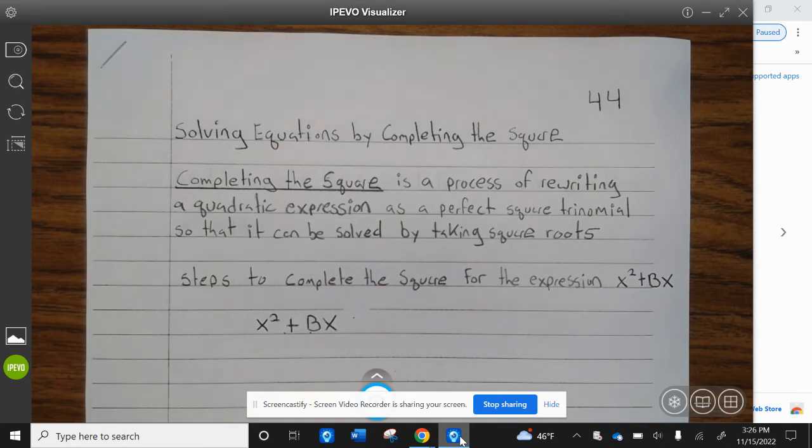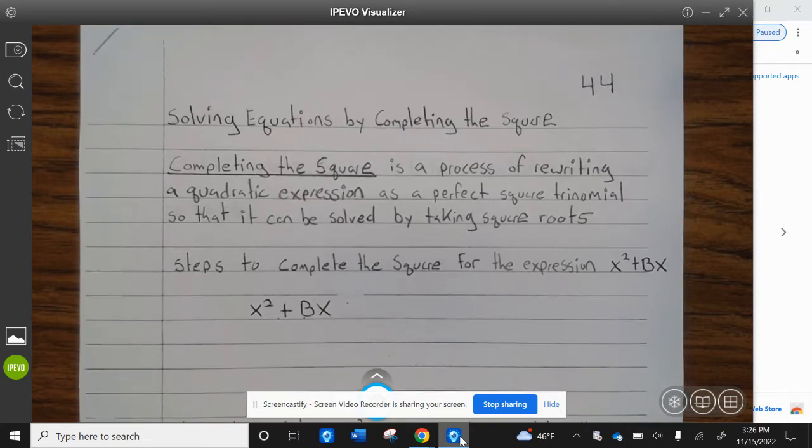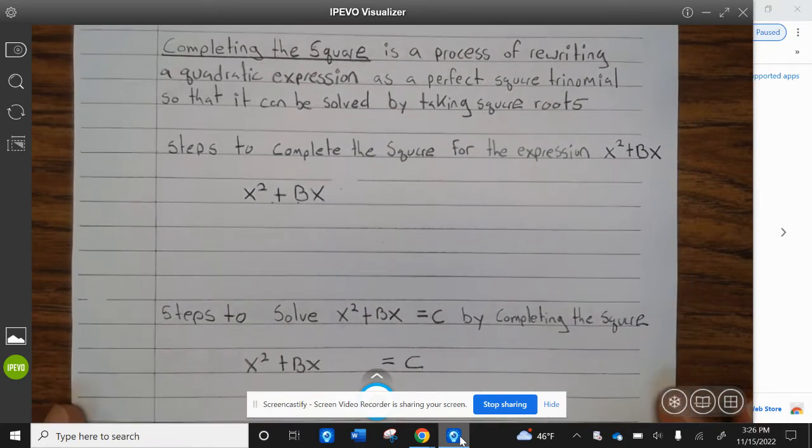Hey, Wildcats, today we're at journal page 44, solving equations by completing the square. Completing the square is a process of rewriting a quadratic expression as a perfect square trinomial, so that it can be solved by taking square roots. Steps to complete the square for expression x squared plus bx.